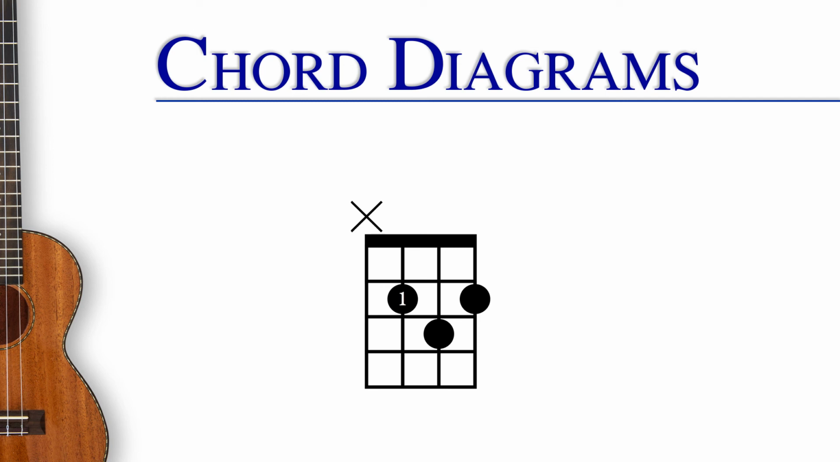We can also place numbers inside the dots to show which finger should be used to fret each note of the chord. This chord diagram shows finger 1 on string 3, fret 2, finger 2 on string 1, fret 2, and finger 3 on string 2, fret 3. String 4 is not to be played.